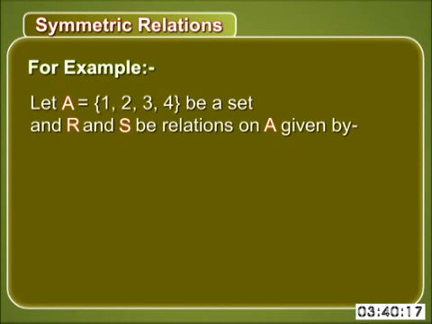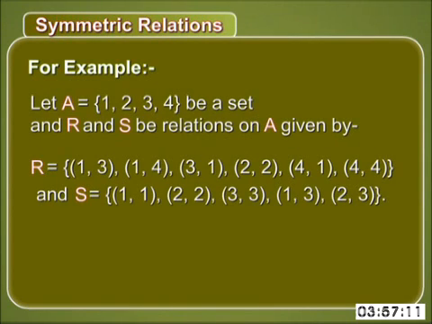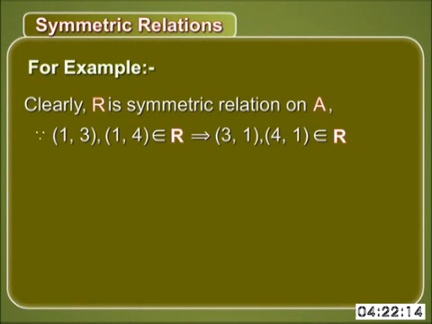For example, let A be a set having elements 1, 2, 3 and 4, and R and S be relations on A given by R is the set of ordered pairs (1,3), (1,4), (3,1), (2,2), (4,1), (4,4), and S is the set of ordered pairs (1,1), (2,2), (3,3), (1,3), (2,3). Clearly, R is a symmetric relation on A because the ordered pairs (1,3) and (1,4) belong to relation R. This implies the ordered pairs (3,1) and (4,1) also belong to relation R.